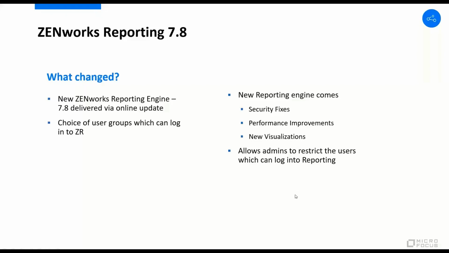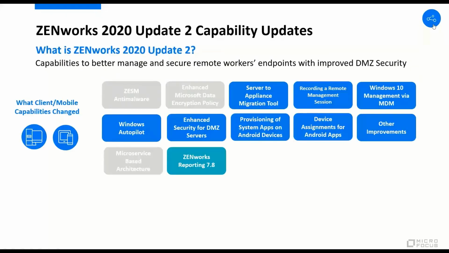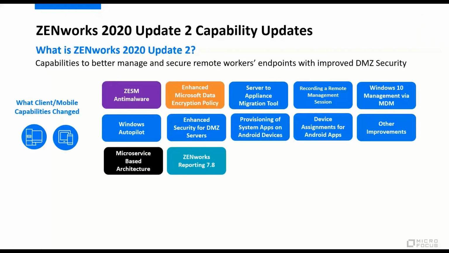In this, we have made some changes to how you can specify the user groups which can log into ZIA, so you now have a choice of the user groups which you can manage. Apart from this, the engine also comes with its own set of security fixes. There are a lot of performance improvements, and a lot of visualizations which are available. And that is all from my end. Let me pass the baton back to Darren for further elaboration on other capabilities which are available as part of ZENworks 2020 Update 2.